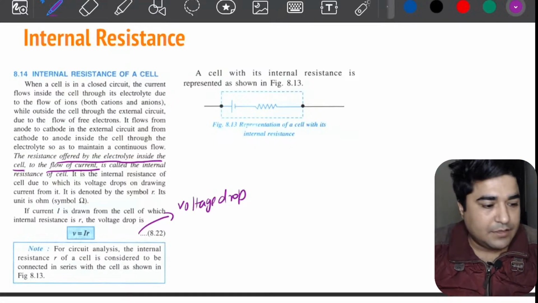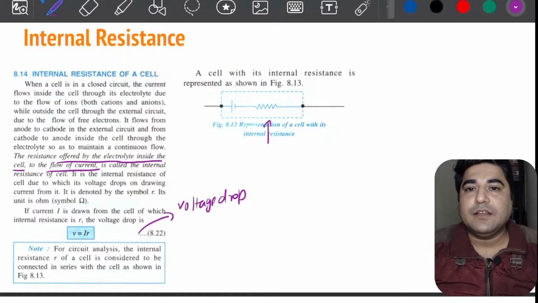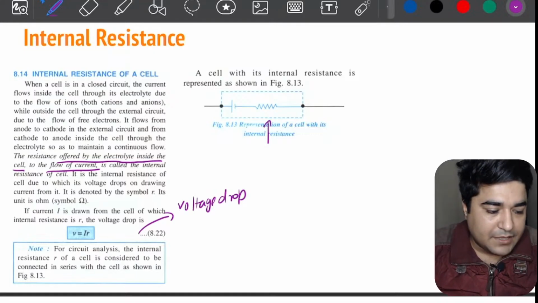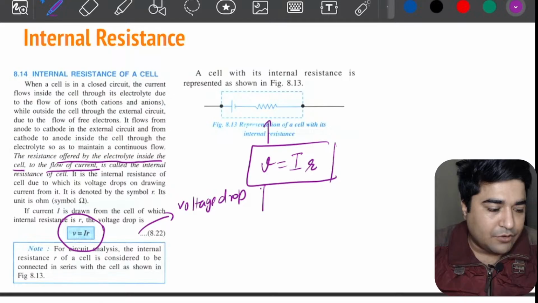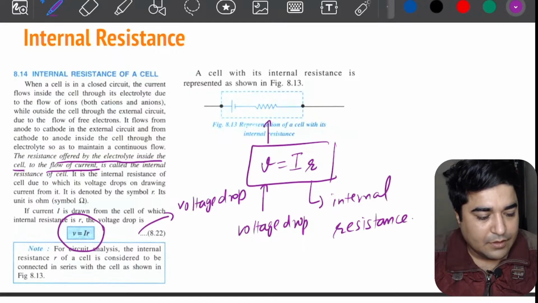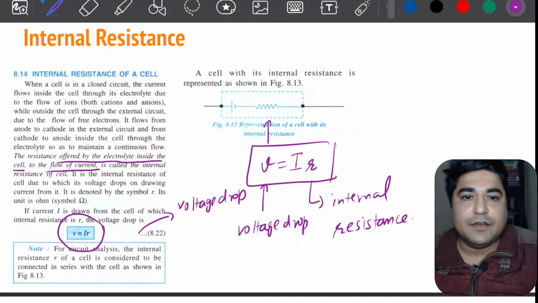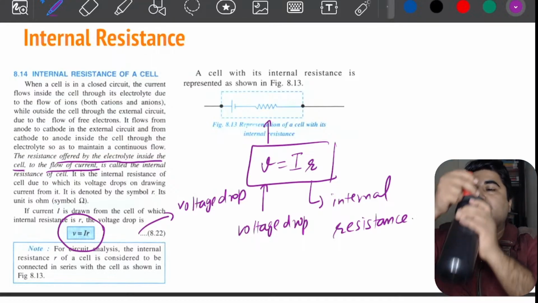This is how we denote it. We put it in series with the circuit, and this is the proper representation of our internal resistance in the circuit. By the way, this is the value of voltage drop: small v is equal to I into small r. The same current is flowing through the entire circuit, and small r is the internal resistance. In the next few slides we'll talk about different aspects.